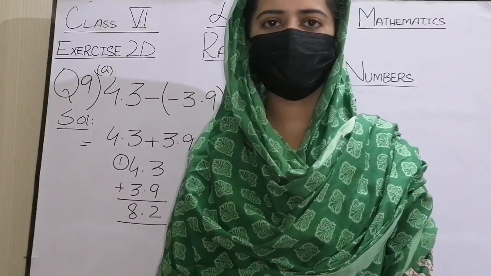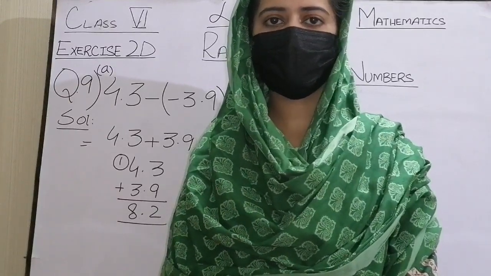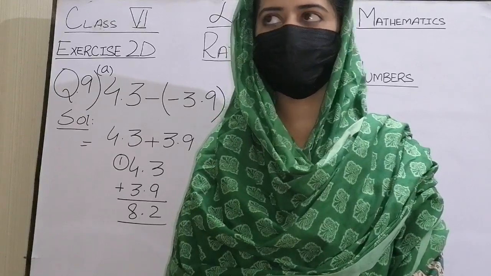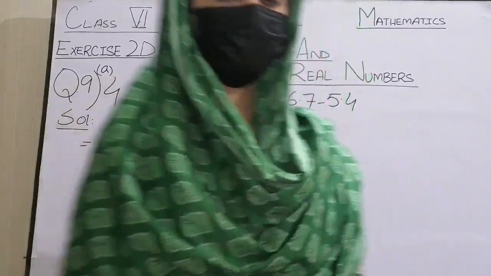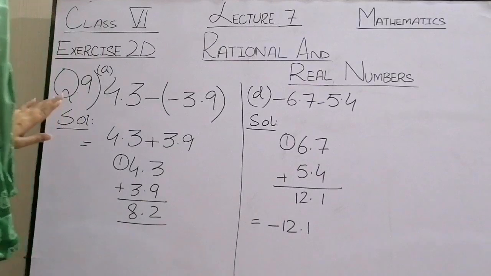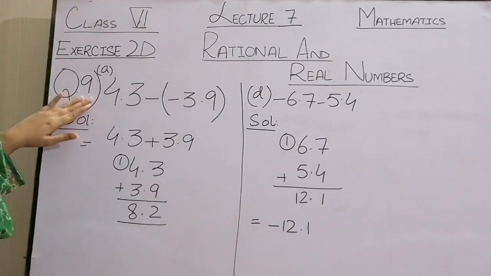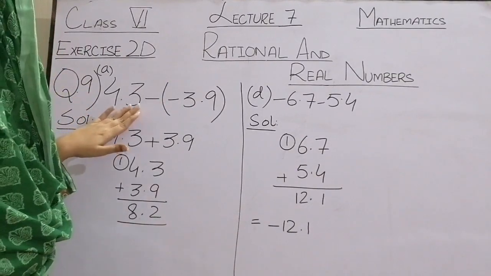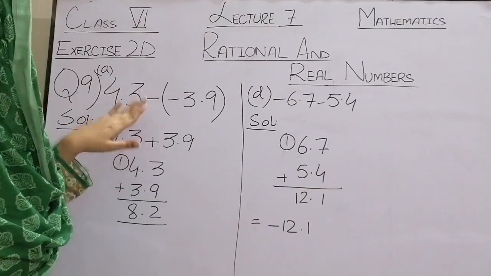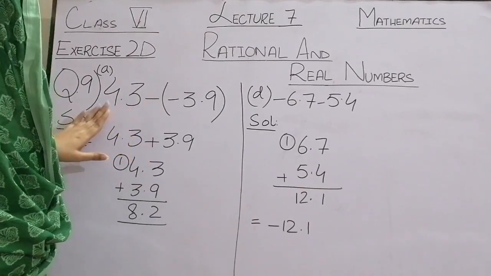I am your maths teacher and today we are going to complete our exercise 2D. We did question number 8 last time. Now we are going to do question number 9. Question number 9 involves adding and subtracting decimals. I am doing part A here.